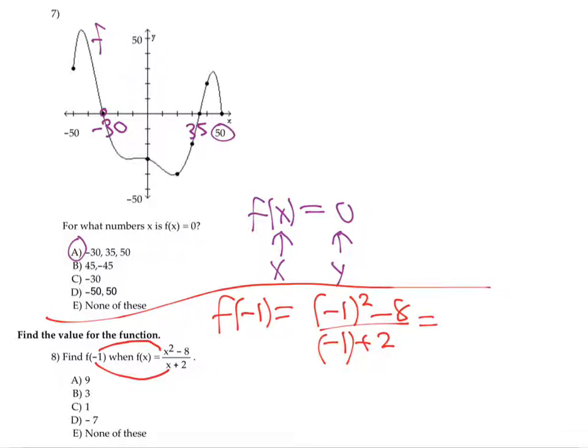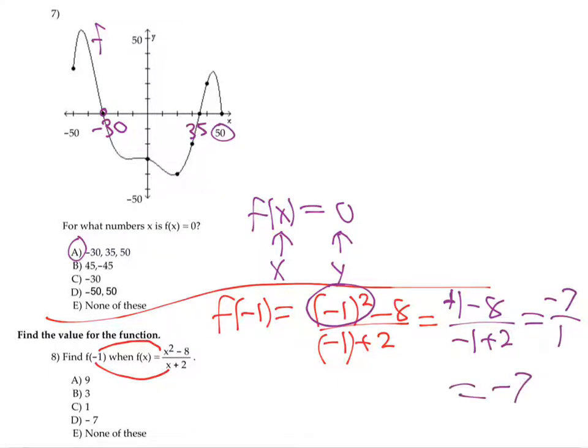So what does that become? What is negative 1 squared? Positive 1 minus 8. And then this is negative 1 plus 2. What is that? Negative 7 over positive 1. Negative 7. There it is.